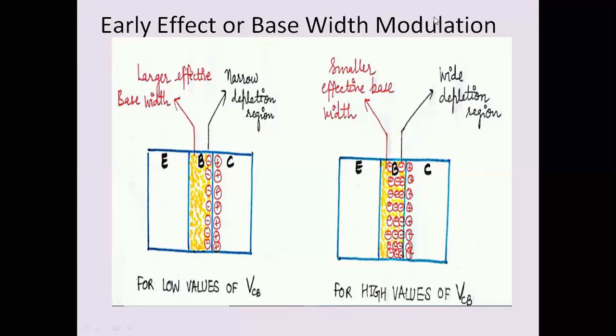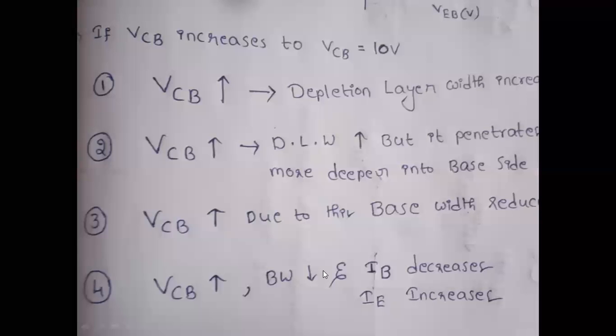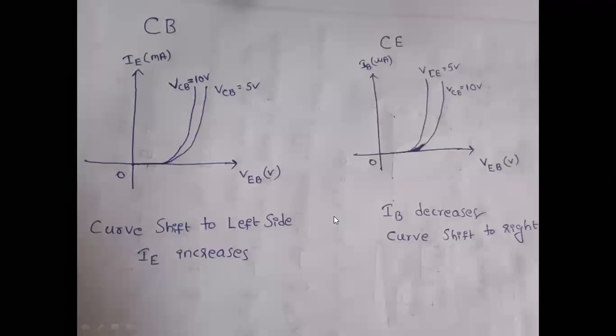If you remember this point, it is very easy to understand. Clearly I mentioned if VCB increases, base width decreases, and IB decreases, IE increases. If you don't understand the early effect concept, you can write it as: if reverse bias increases, base width decreases, then automatically IB decreases. Like that you can imagine and remember. Okay, this was the concept of early effect.